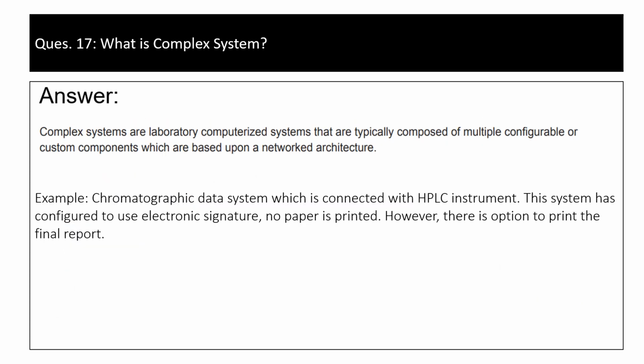Question number 17, what is complex system? The answer will be, complex systems are laboratory computerized systems that are typically composed of multiple configurable or custom components which are based upon a networked architecture. For example, a chromatographic data system which is connected with an HPLC instrument. This system is configured to use electronic signature, so no paper is printed. However, there is an option to print the final report.